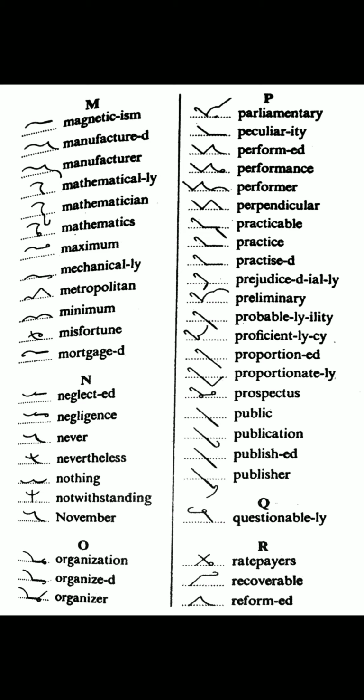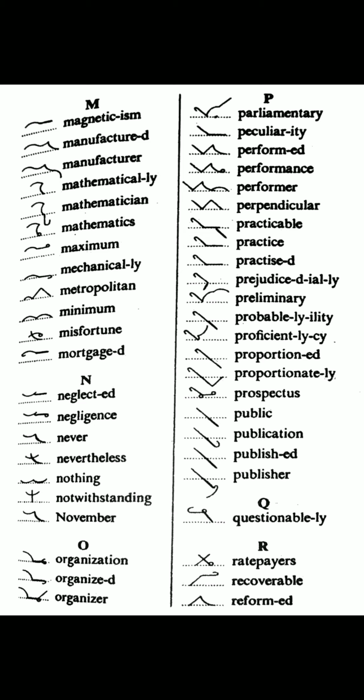Downward R, gay stroke, S circle, upward R for organizer on the line. P with R hook, upward L, upward R on the line for parliamentary. P with K on the line for peculiarity. P with upward R with F on the line for performed. P with upward R F with a circle on the line for performance.